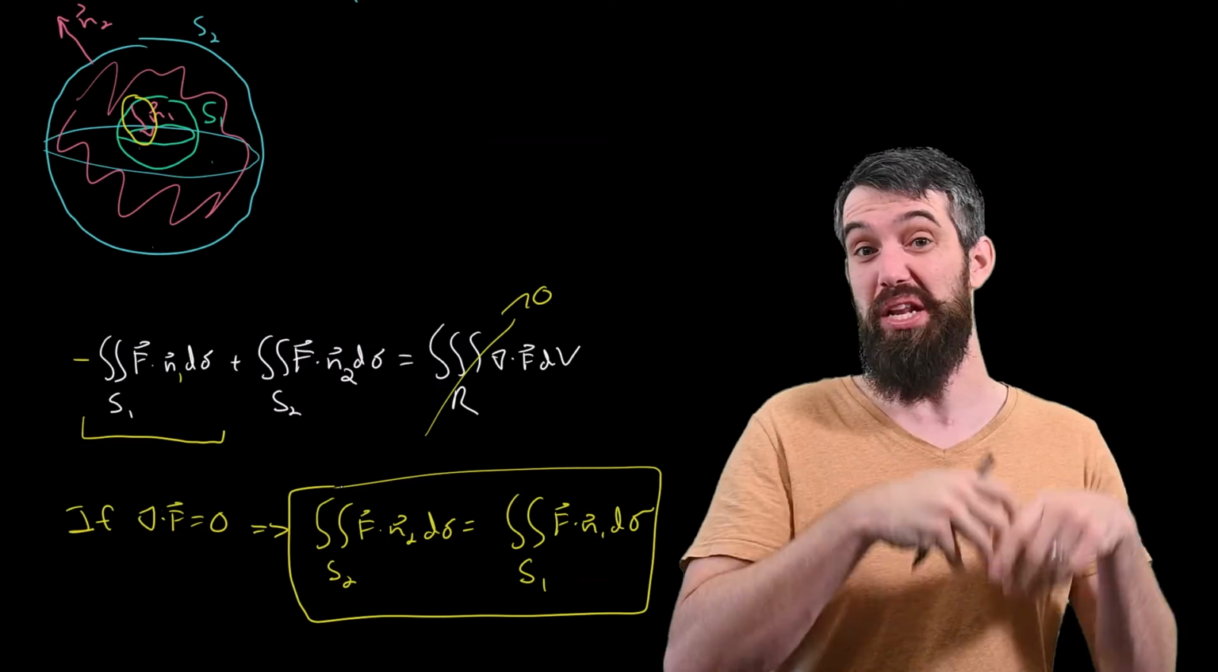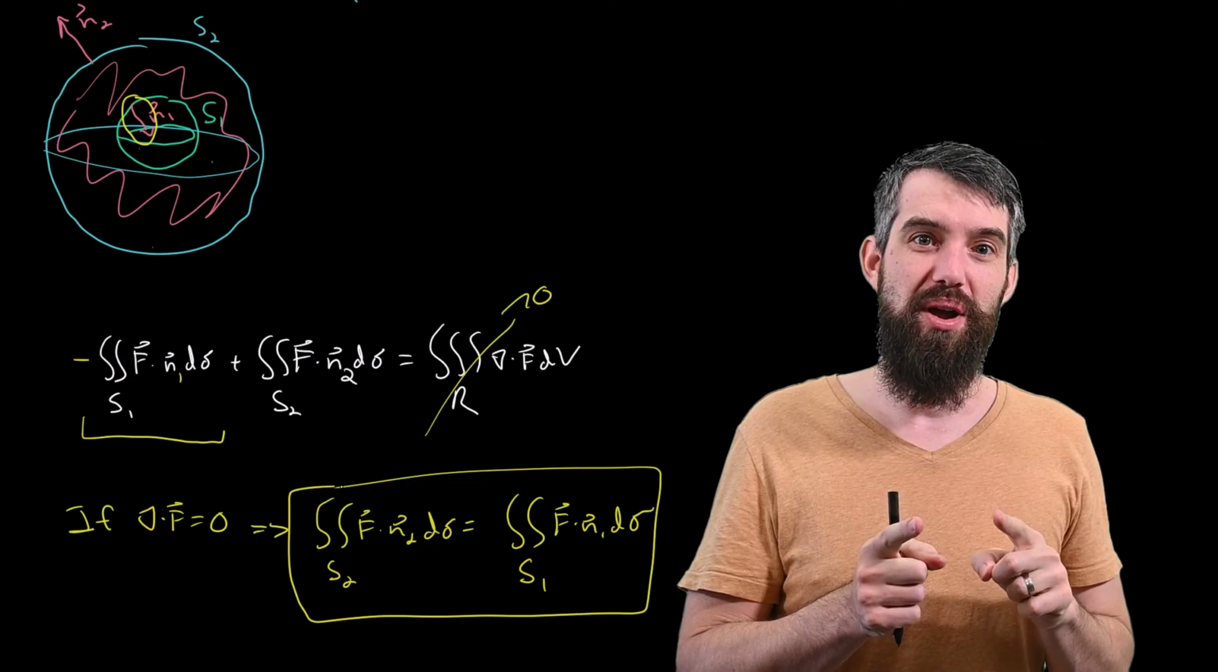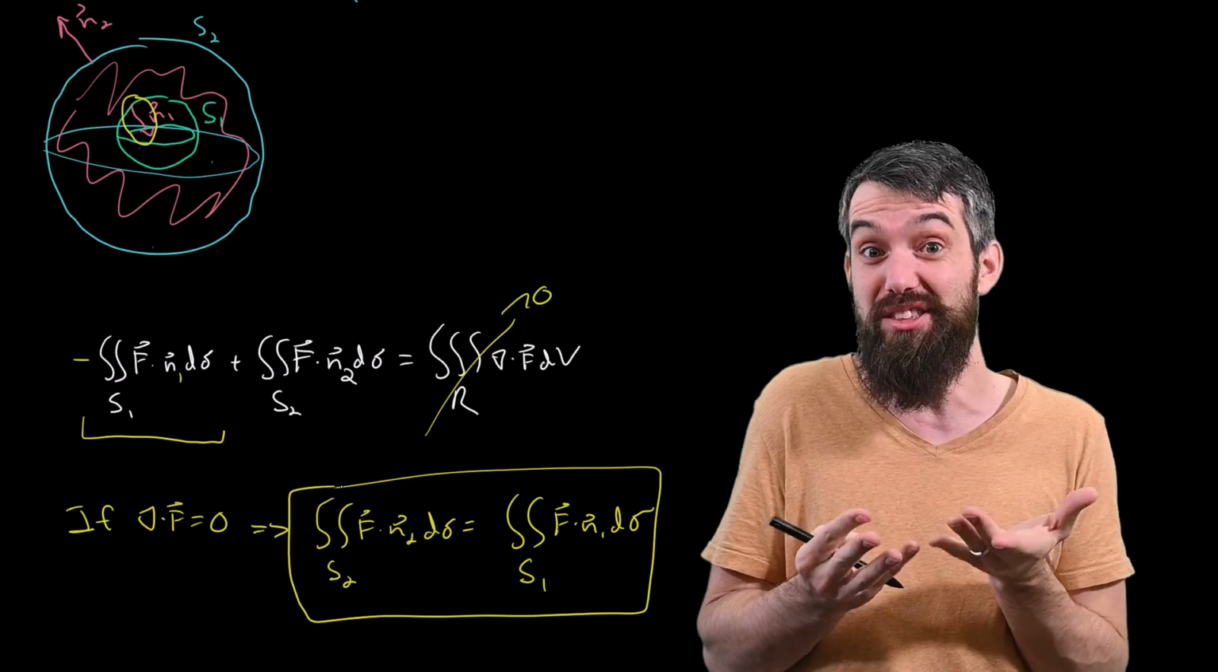Say your S2 was really big and messy and gnarly and you didn't want to deal with it. Well, if the divergence is 0, the flux across that messy surface could be just the flux across some simple surface that you do know how to compute.